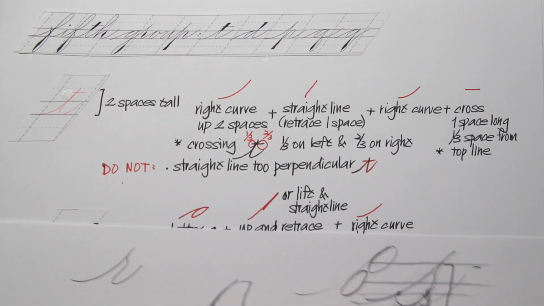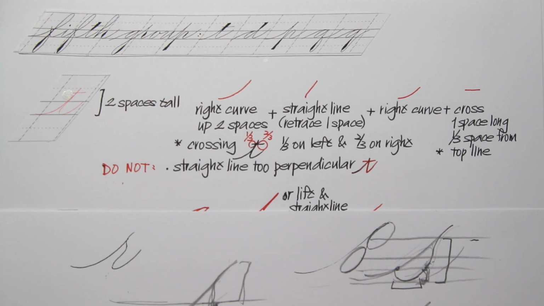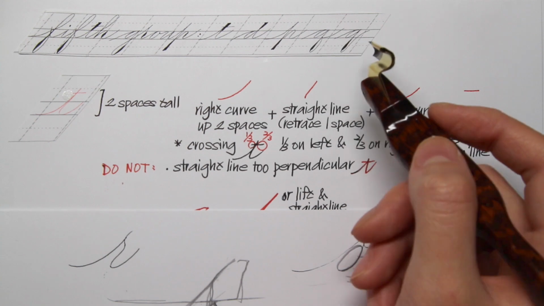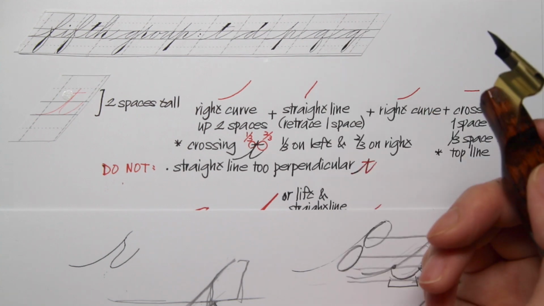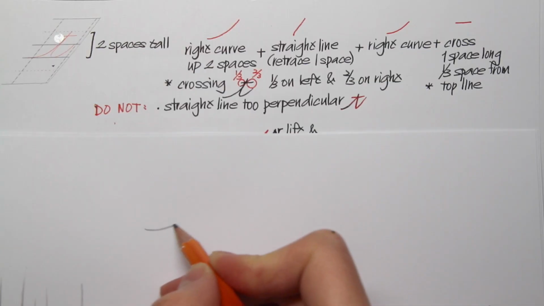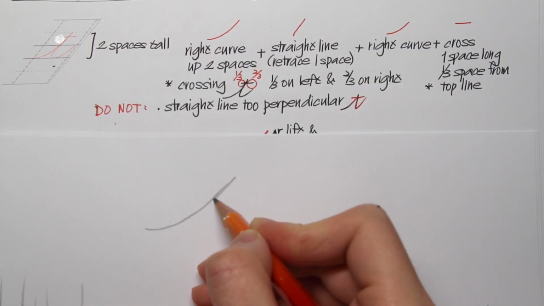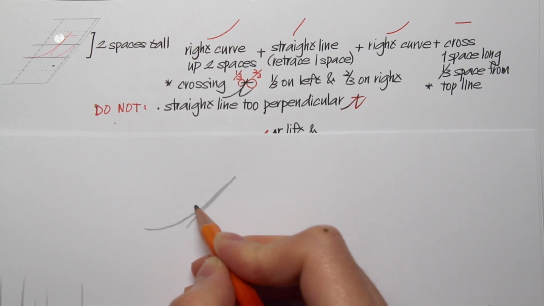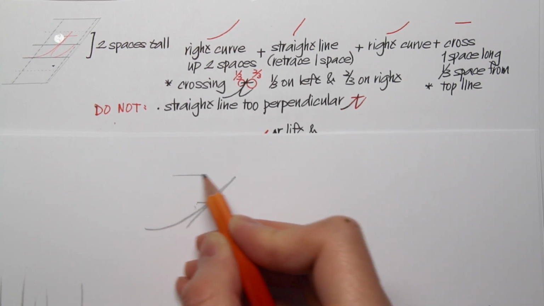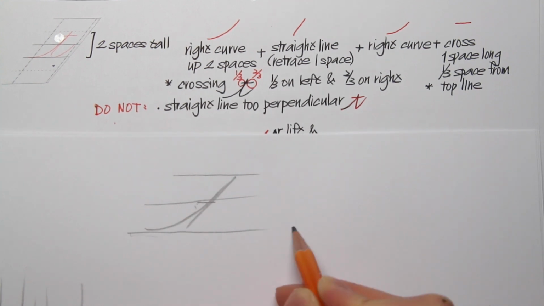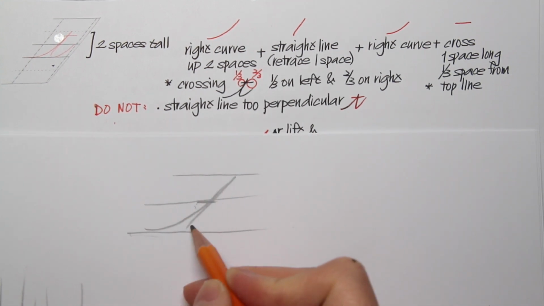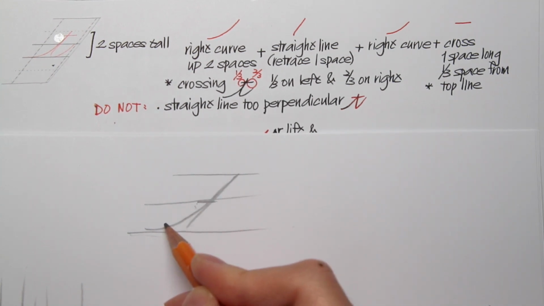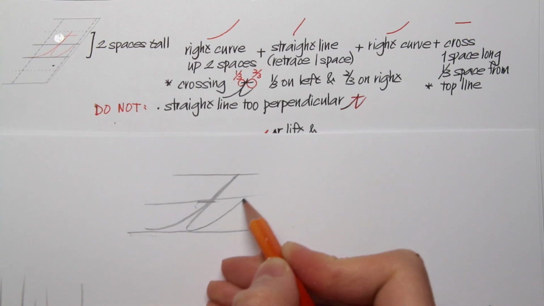The fifth group of letters are T, D, P, and Q. And here I included 2 versions of the letter Q. You may choose to practice the one of your choice. For the letter T, right curve up, straight line on your 52-degree slant. You are retracing 1 space. This letter is 2 spaces tall. You're retracing with your straight line 1 space of your right curve. Right curve up and cross.